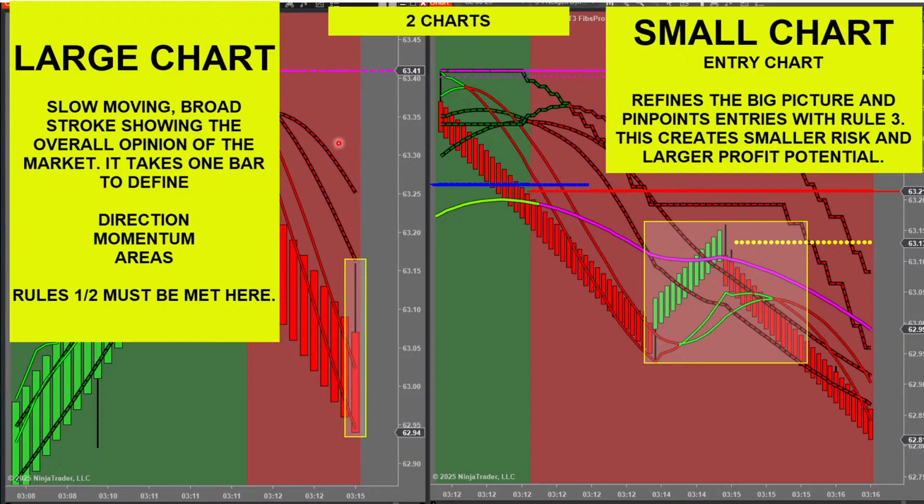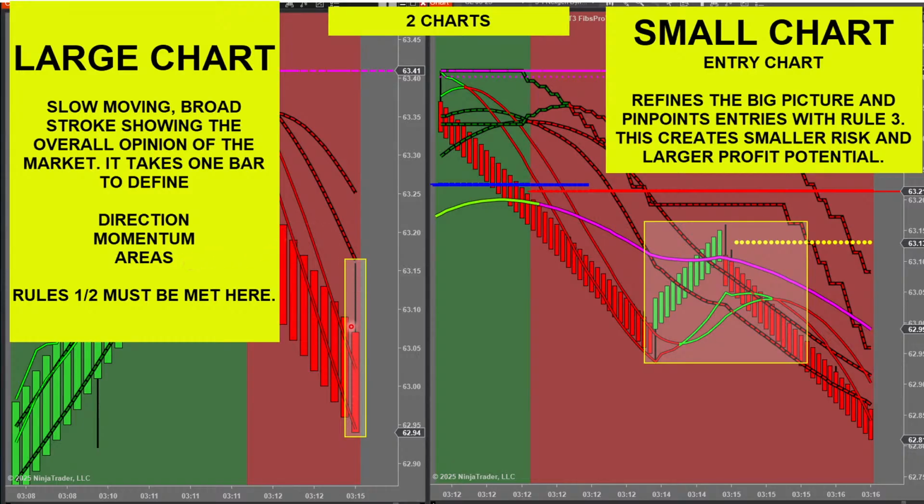Momentum, that first advantage, happens on the large chart, and the areas that can be problematic, those areas where the market may stop, where it may go. Guys, these are all on the large chart. And honestly, it takes 1 bar, the most current bar on the large chart, to define direction, momentum, and areas. So I don't know how to make it any more simple than that.